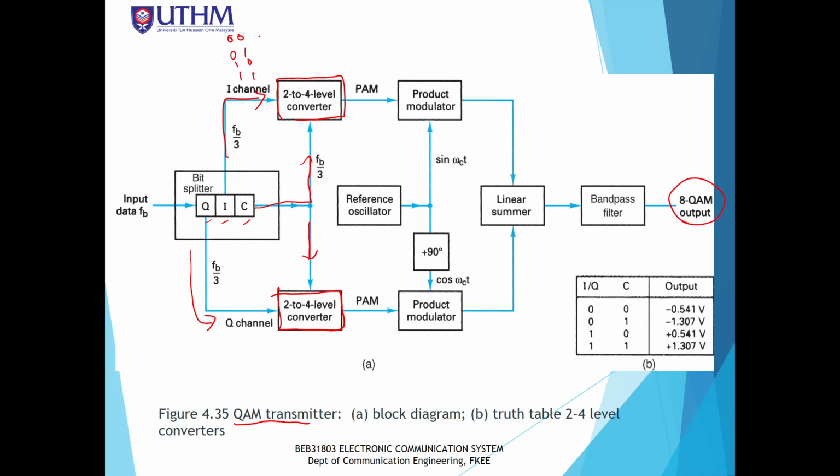Okay, so we have 4 possibilities of output, 4 possibilities of voltage at the output. Okay, similar with the Q channel, the input is going to be 00, 01, 10, 11. So we are using a 2-bit input to the level converter to produce 4 different levels of voltages. Okay, level converter ini akan menukar logic input kepada voltage output.